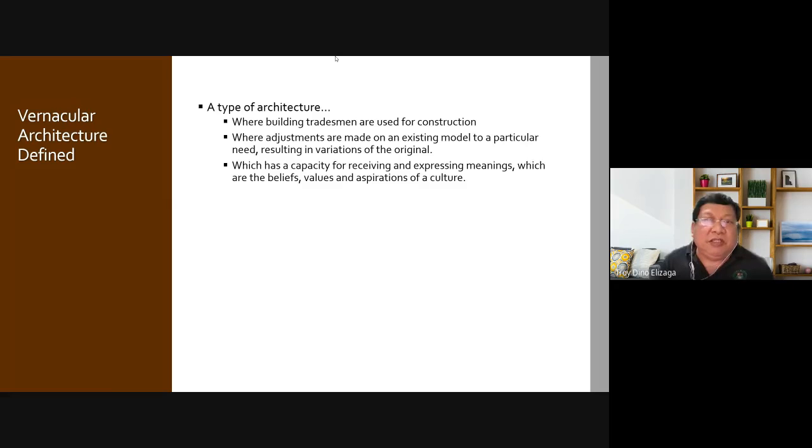So the big difference between vernacular architecture and primitive architecture is that in vernacular architecture, you already have people who know how to build, although they are not professionals, they are not schooled. So they learn only by watching, observing. And this is happening even until now.